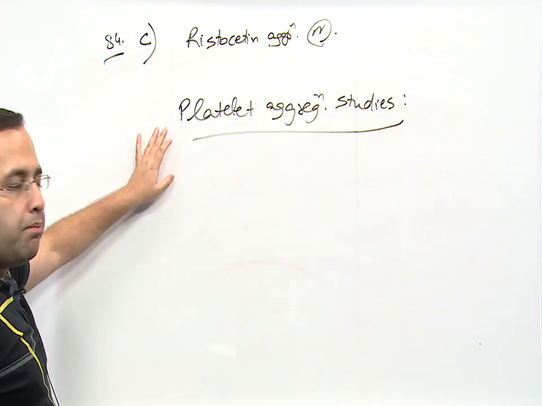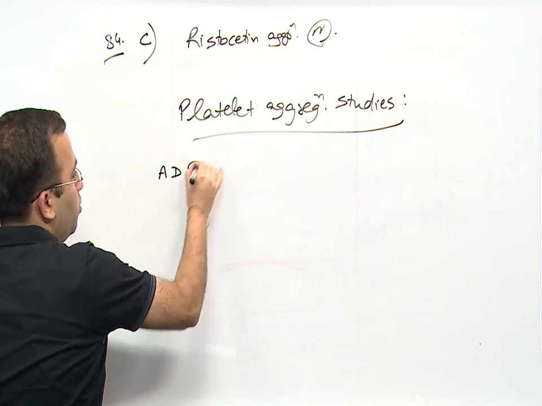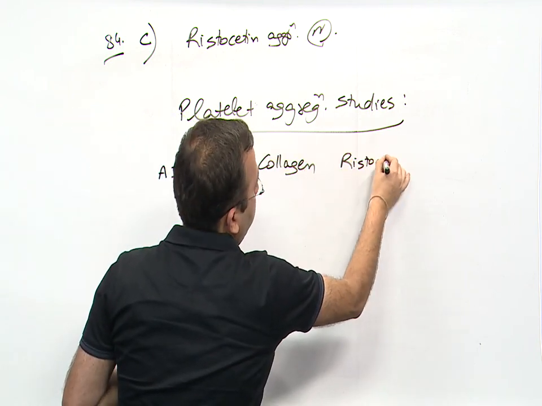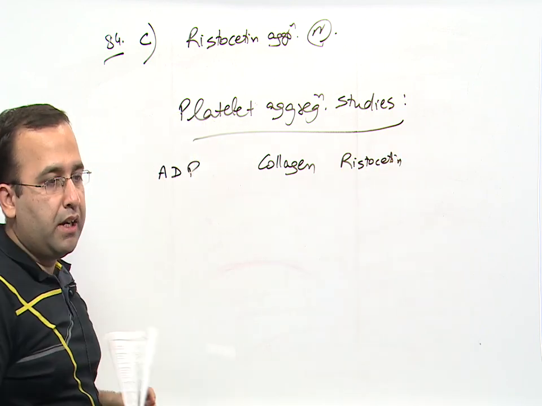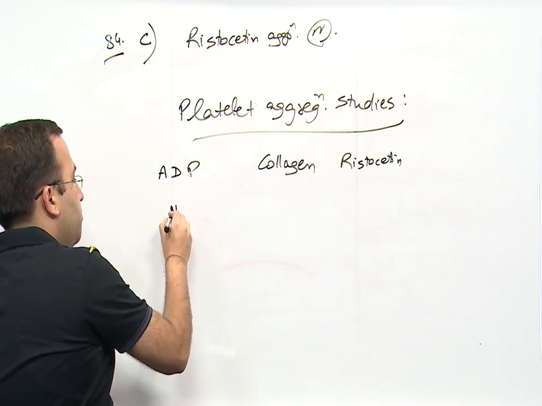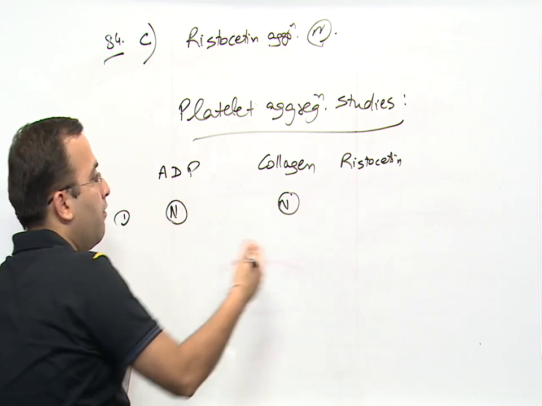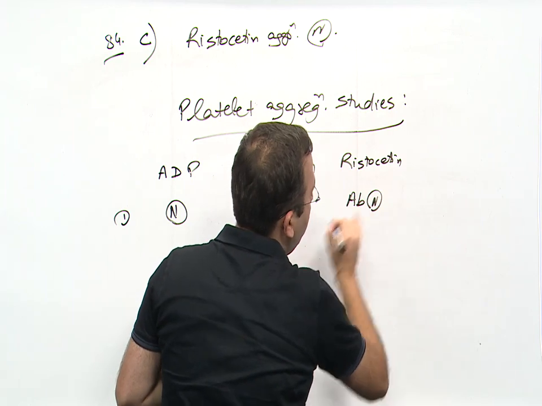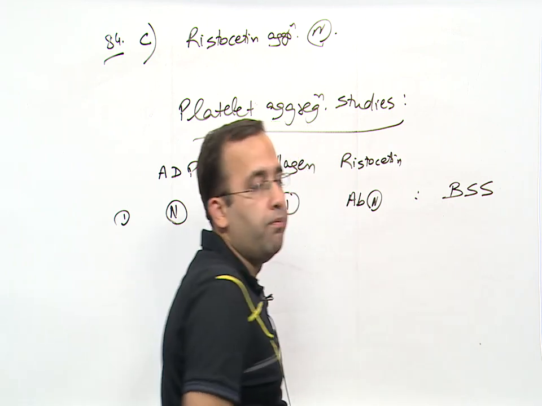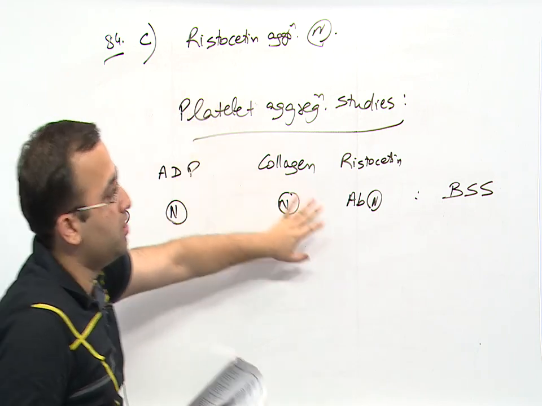what we do in platelet aggregation studies is we expose the platelets to ADP, collagen and ristocetin. If the response to ADP is normal, to collagen is normal, whereas to ristocetin is abnormal, then the disease is Bernard-Soulier syndrome. So, in Bernard-Soulier syndrome, the response to ristocetin aggregation is abnormal.